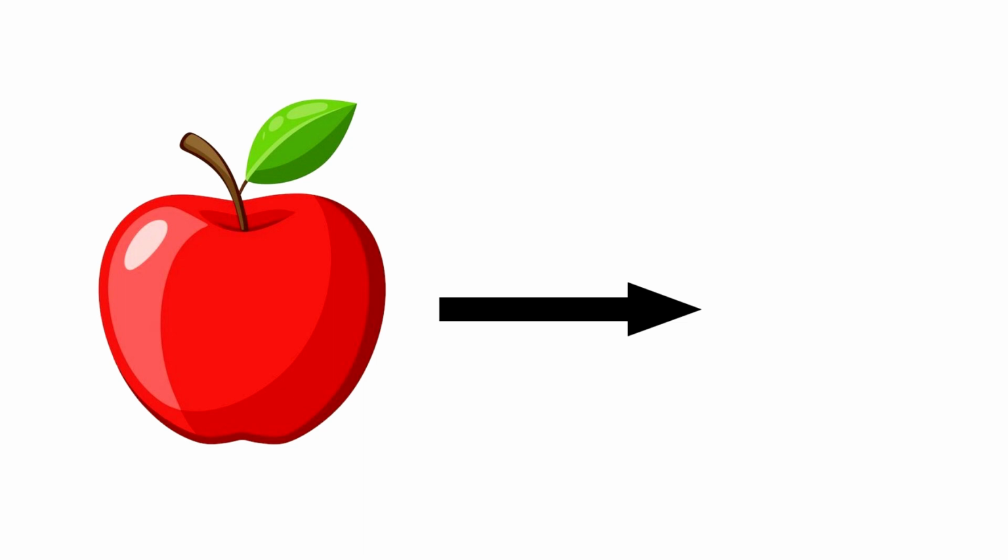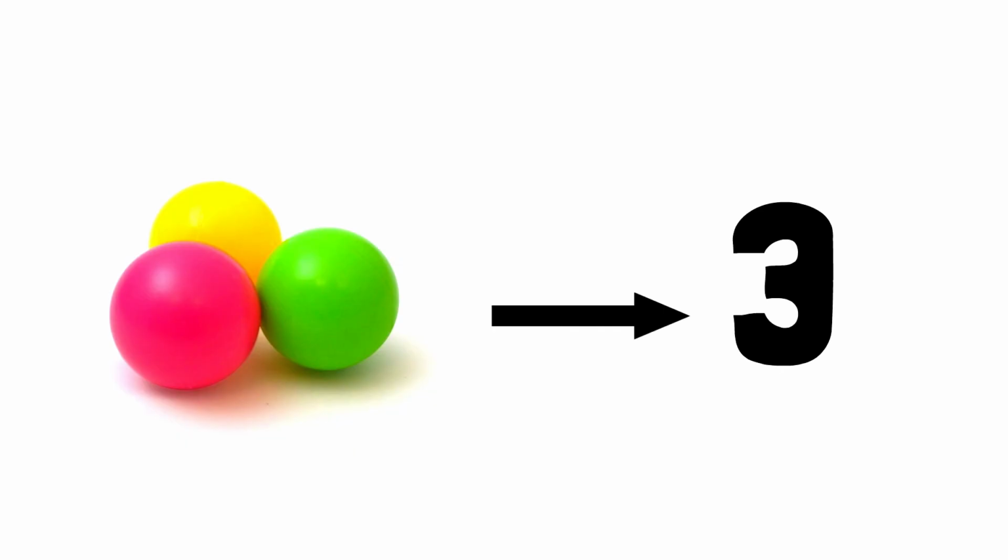1 apple is equal to 1. 3 balls is equal to 3. 7 stars is equal to 7.